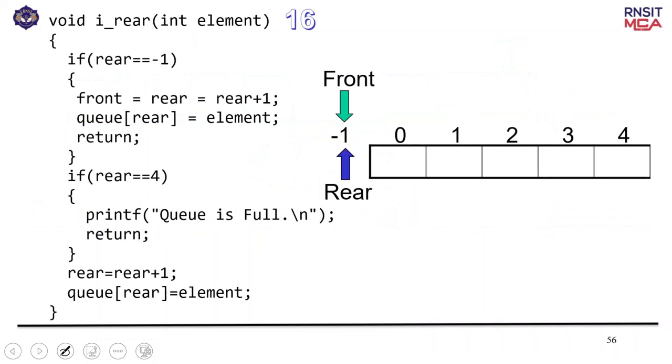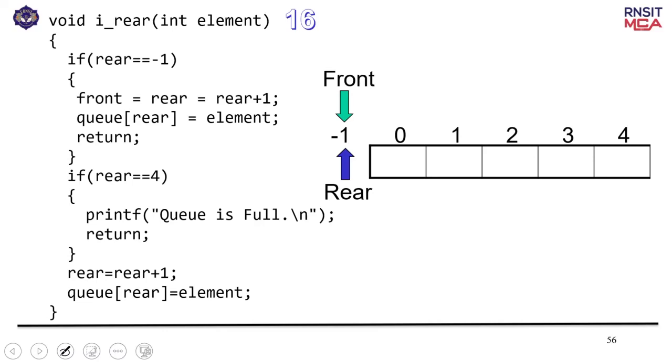So initially, you know very well, when there is no element in the queue, what happens? Front and rear have the value -1 when there is no element.